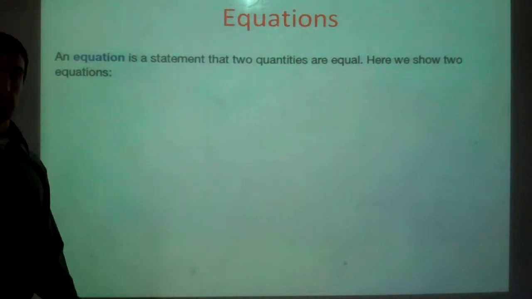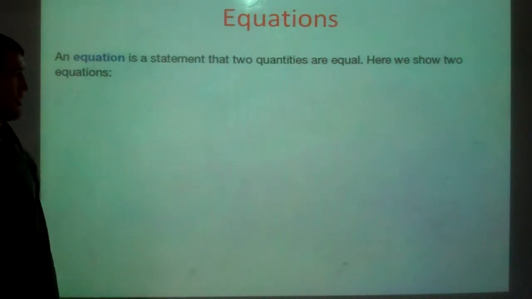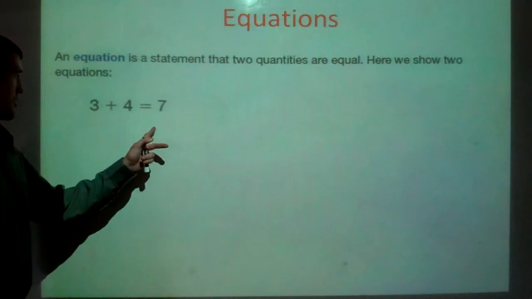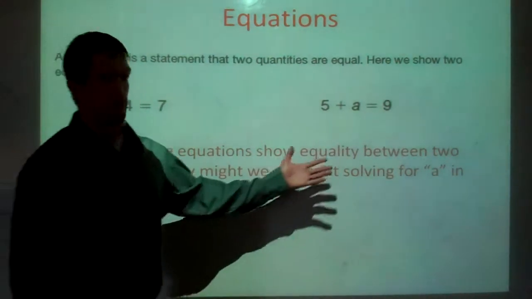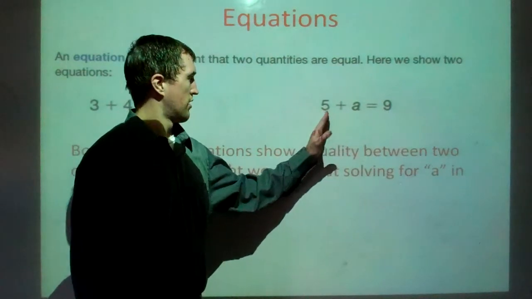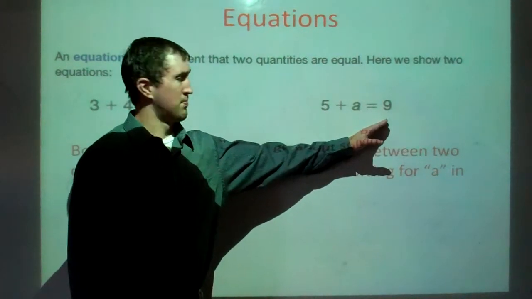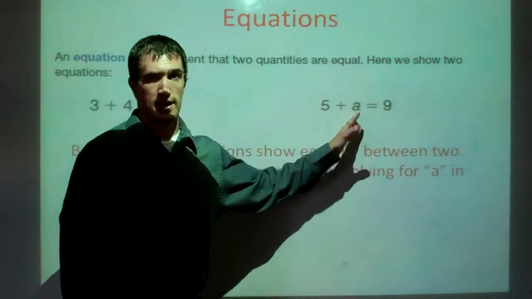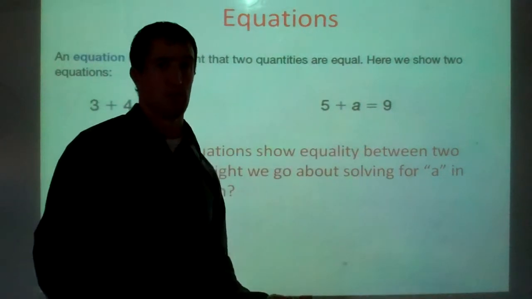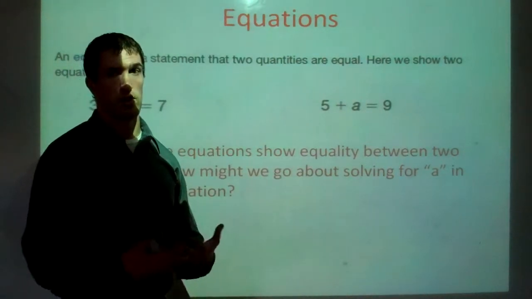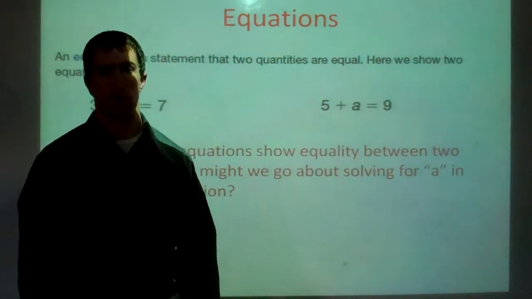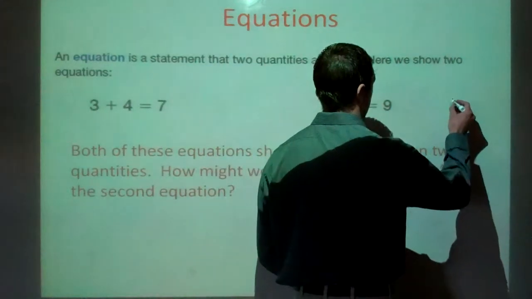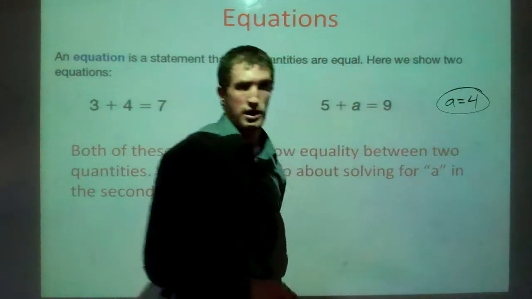Basically, an equation has an equal sign that shows that two quantities are equal to each other. Could be as simple as 3 plus 4 equals 7, or it could be a little bit more complex, like 5 plus a equals 9. Now, at first glance, all of my students know that we need to figure out what a is. They should know that the reason that a is there is because we don't know what it is. We need to solve for it. Most will notice at first glance that we know that 5 plus 4 is 9, and that a would have to equal 4.